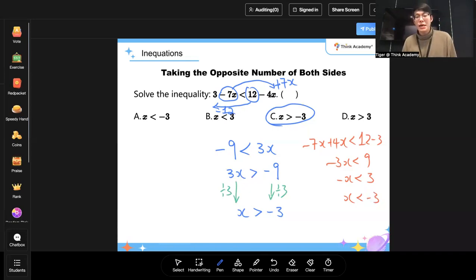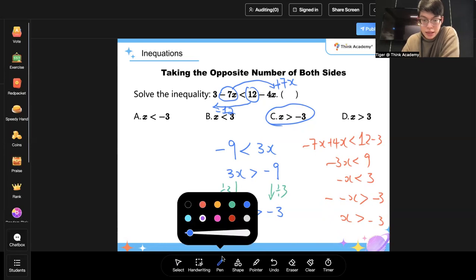If you multiply minus 1 on both sides, right? But then it is exactly the opposite of the answer we just got. That's because if you're taking the opposite number of both sides, which means that you're putting a minus sign in front of both numbers on both sides, the sign in the middle is going to be swapped from one direction to the other. So x would be greater than minus 3.